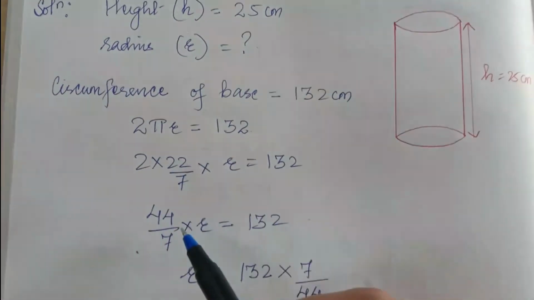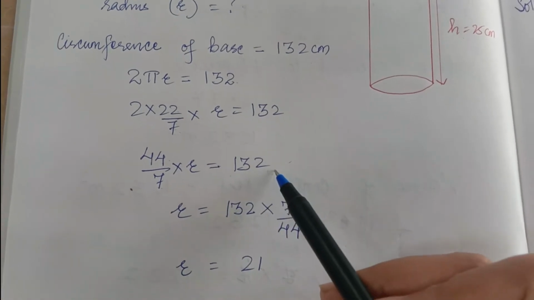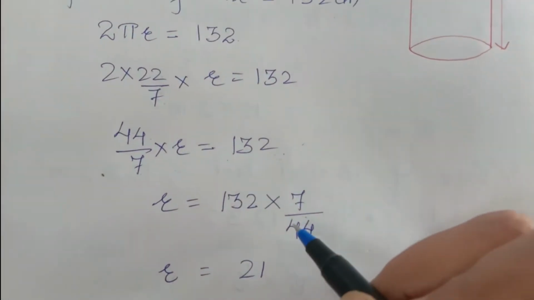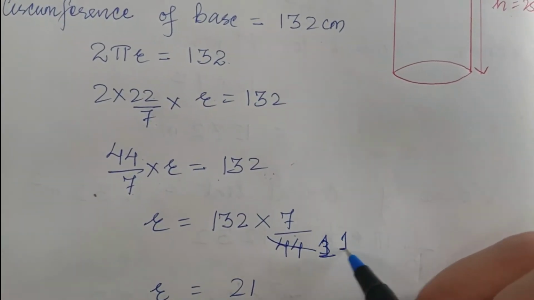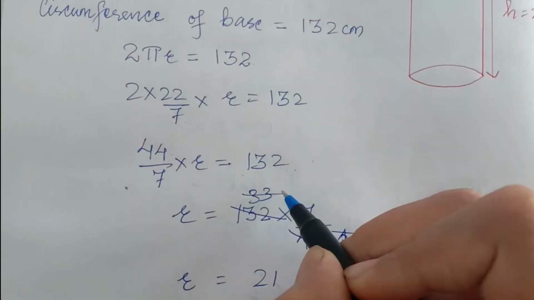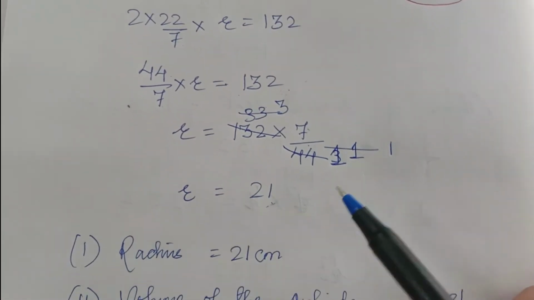Now 2 into 22 is 44. 44 by 7 into r is equal to 132. Now this fraction you have to keep on the right hand side. Now we will cancel. 4 3s are 12, 4 1s are 4, 4 1s are 4, 4 3s are 12, 4 3s are 12, 11 1s are 11, 11 3s are 33. So 3 into 7, 21. So we got the radius.